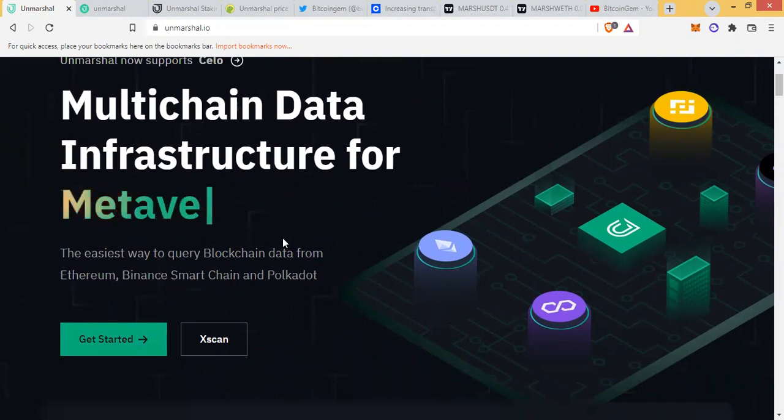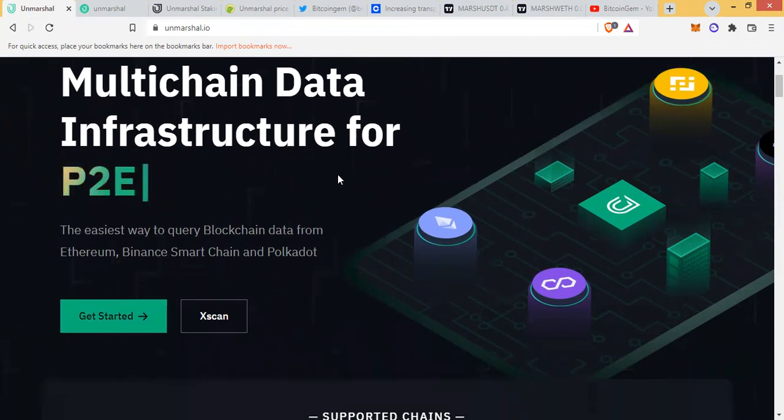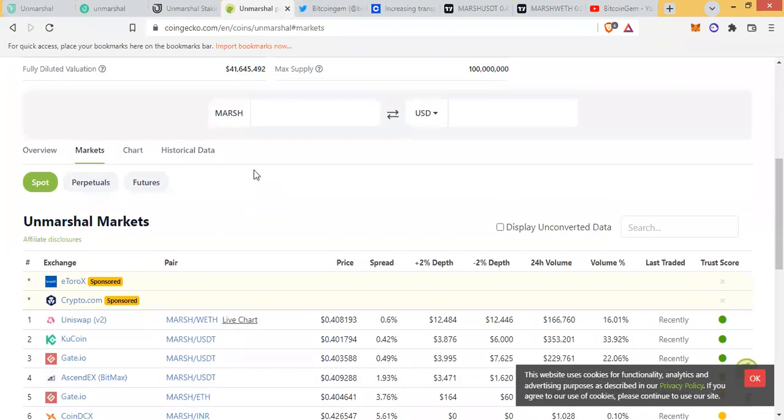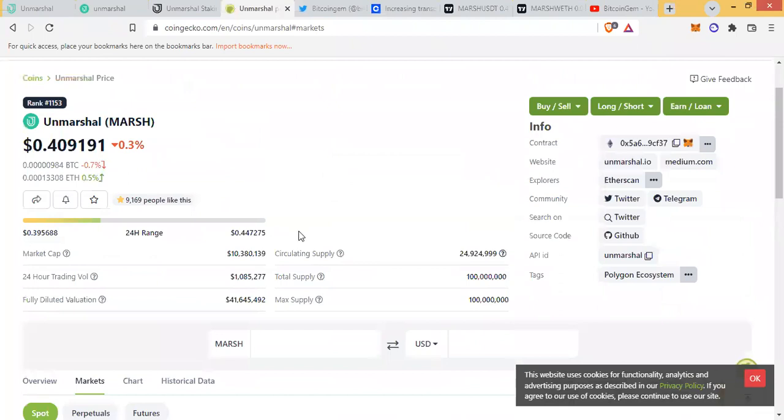If I want to simplify to make this very easy for you, and I won't make it very technical, Unmarshal is in a way The Graph protocol. And as you all know, The Graph is a multi-billion dollar protocol, and Unmarshal today is at approx $10 million. Yeah, at approx $10.3 million market cap.